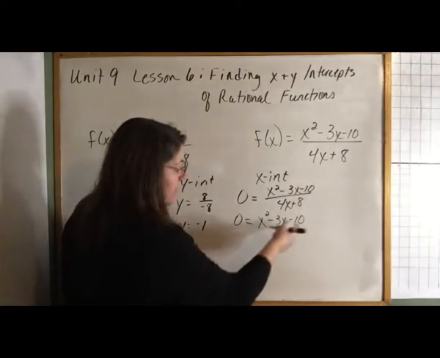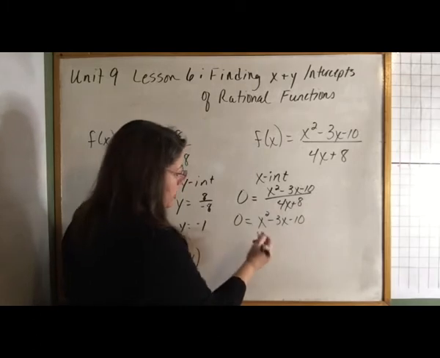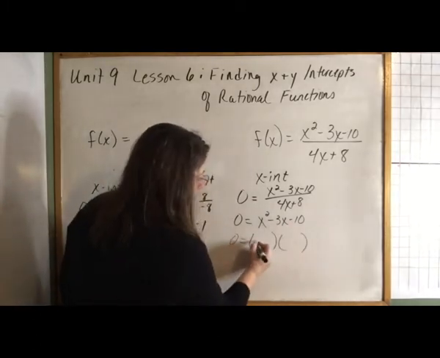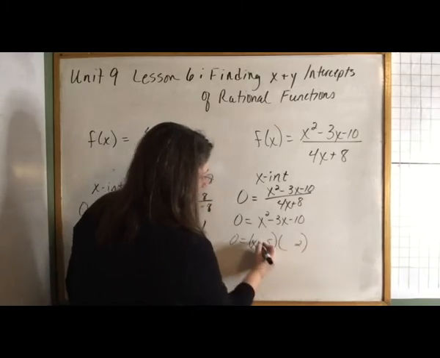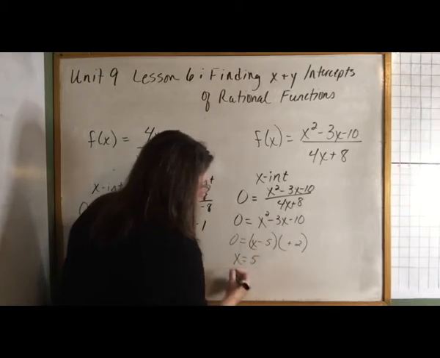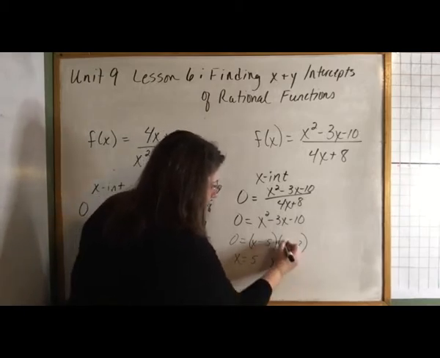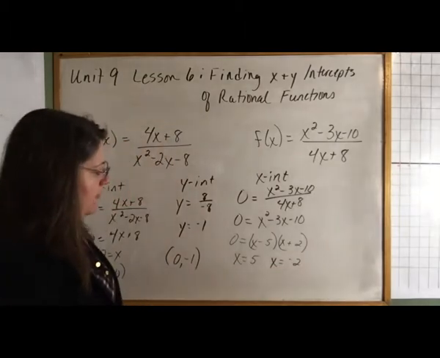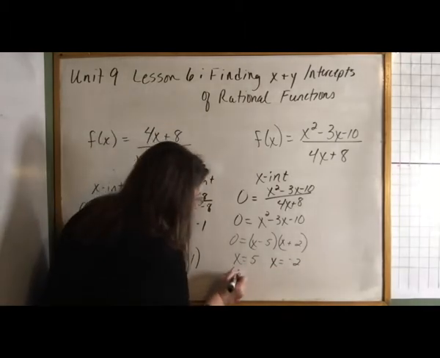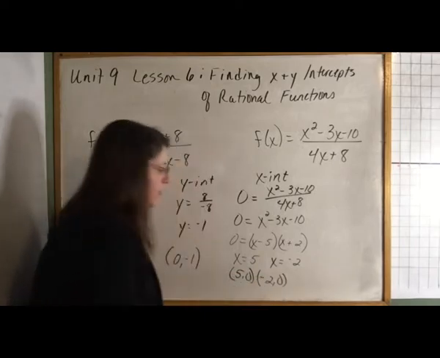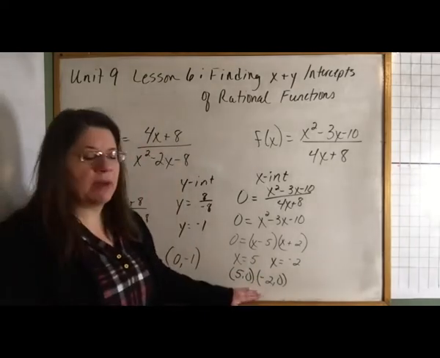We have more than one x-intercept in a lot of different graphs, and this is no exception to the rule. So to find the x-intercept here, since this is a quadratic, we're going to factor. Factors of 10 that subtract to give you 3 would be 5 and 2. It's a minus 5 and a plus 2. That gives me 2 x-intercepts. X equals 5 and x equals negative 2. And those ordered pairs would be 5, 0 and negative 2, 0.